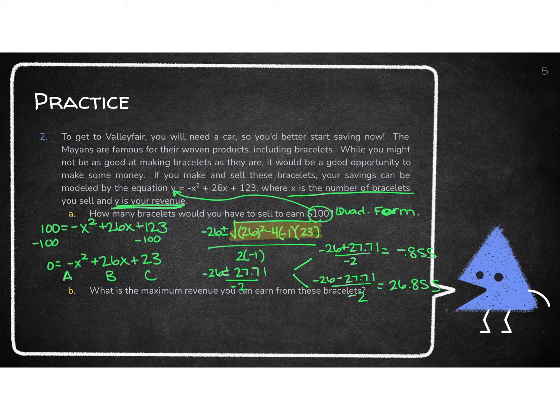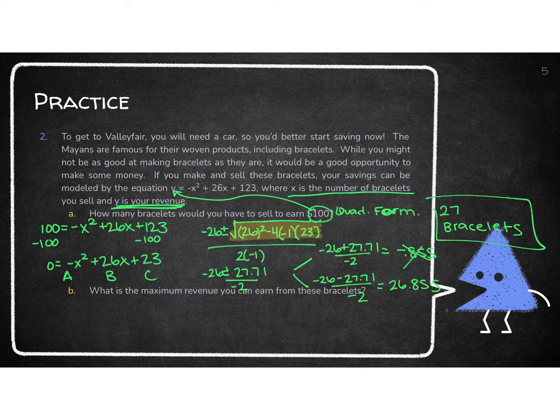So the question is asking how many bracelets will I have to sell? It doesn't make sense for me to have a negative number for that either, so that's not going to be my answer. I can't sell a 0.85 bracelet, so I need to round that up. I need to sell about 27 bracelets to make $100.